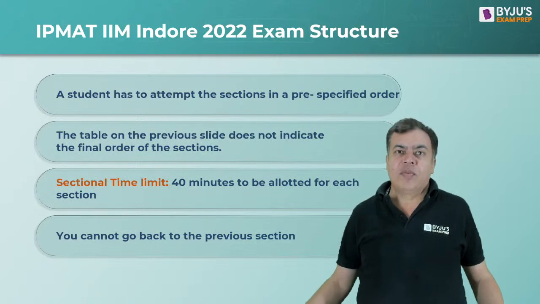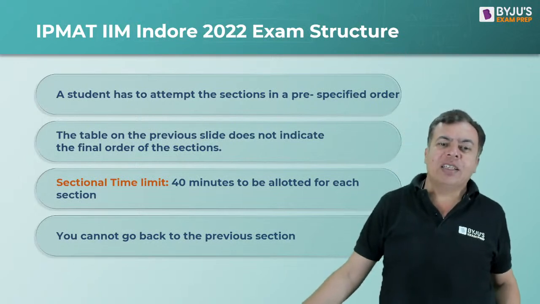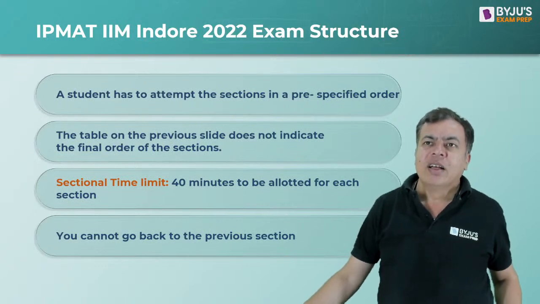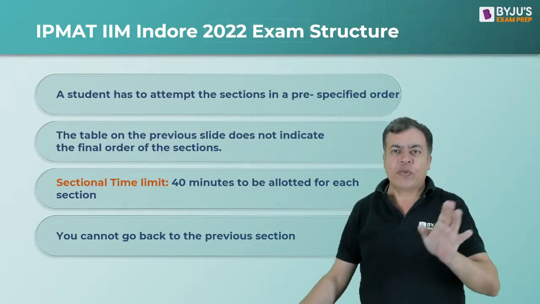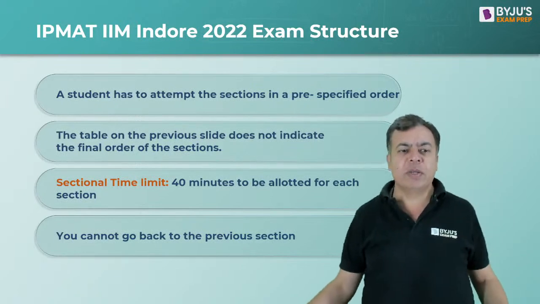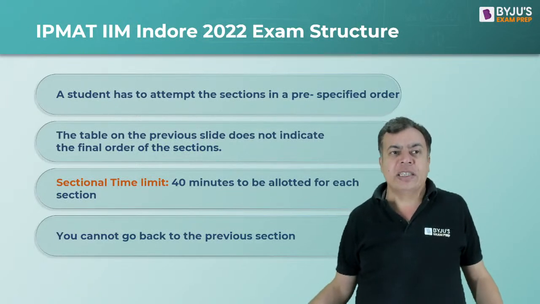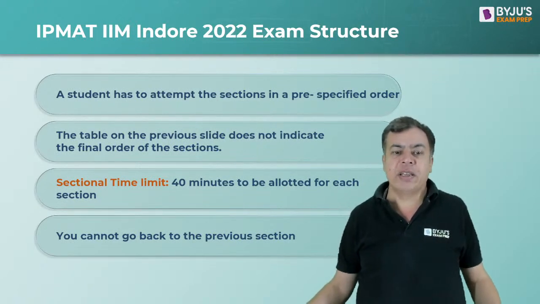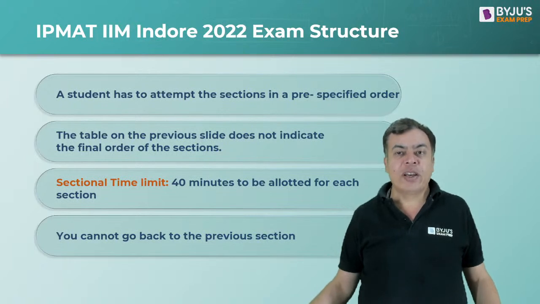Now, the order of attempting the sections will be predefined. That will be specified. So first section, second section, third section, that will be specified. So you cannot change that order. Now the table on the previous slide that I have shown you is not the final order, right? So order will be given to you.